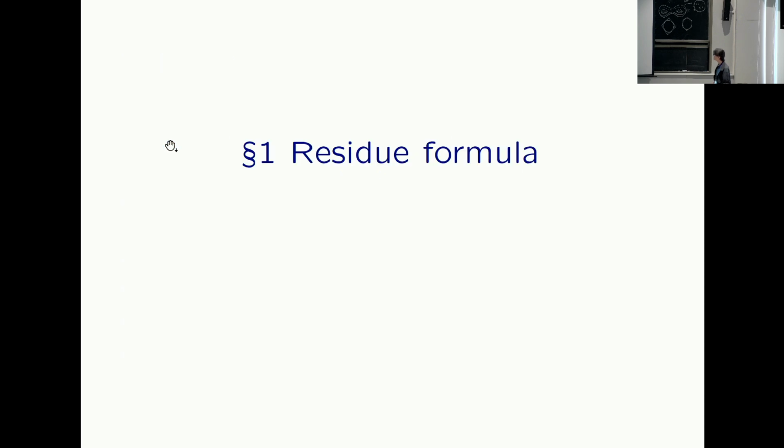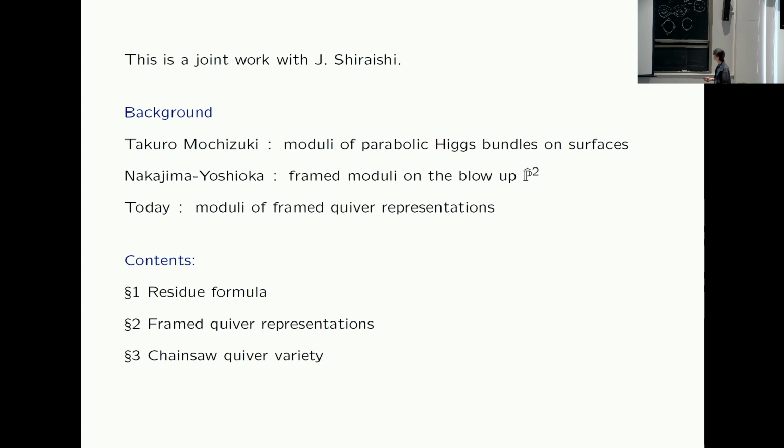This method was developed by Takuro Mochizuki. This is for moduli of parabolic Higgs bundles on surfaces. And then Nakajima and Yoshioka interpreted it in terms of quivers. So this is for framed moduli on the blow up. So today I will be talking about moduli of framed quiver representations.